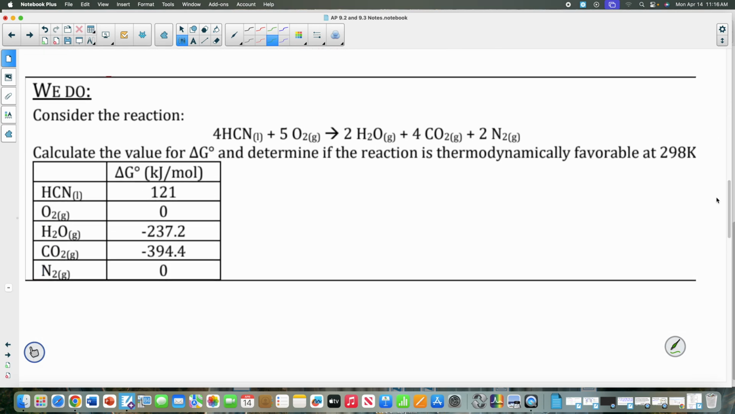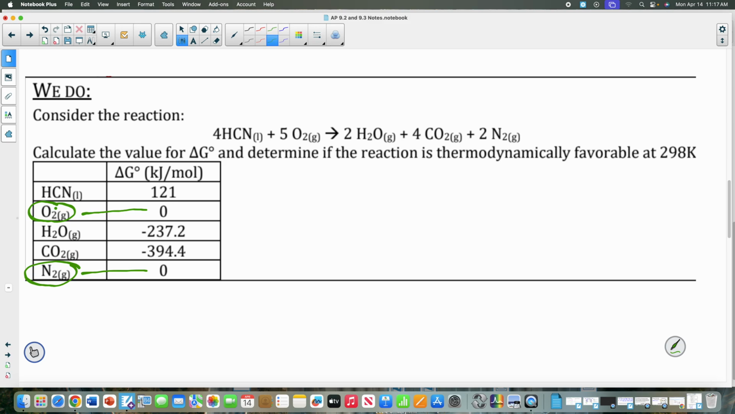Calculate the value for delta G and determine if the reaction is thermodynamically favorable at 298 K. All right, so we're calculating delta G. We're given a table of values. We're not given a delta H and a delta S. So this is one where we're going to do the sum of our products minus the sum of our reactants and figure out if it's negative or positive. Okie dokie. You'll also notice anything that is in elemental form for delta G, the values are 0. So you can just leave those out of the equation.